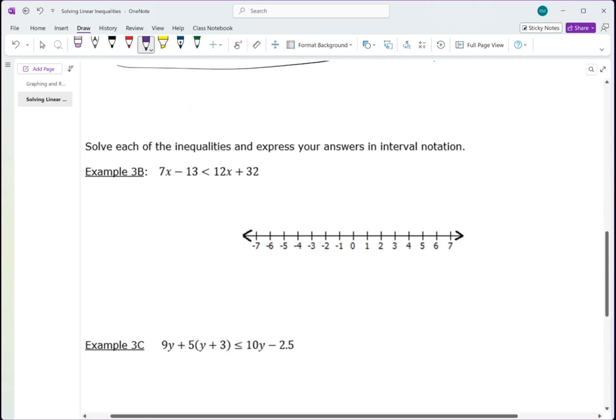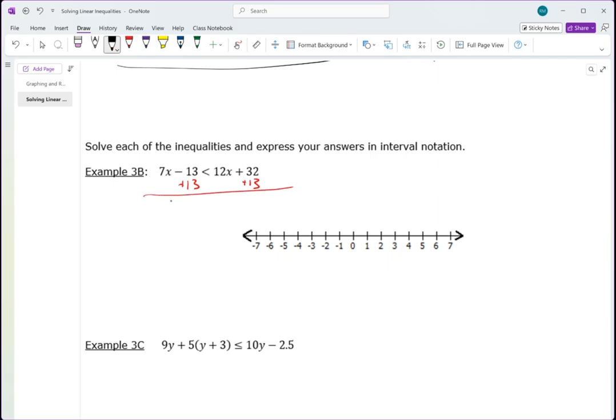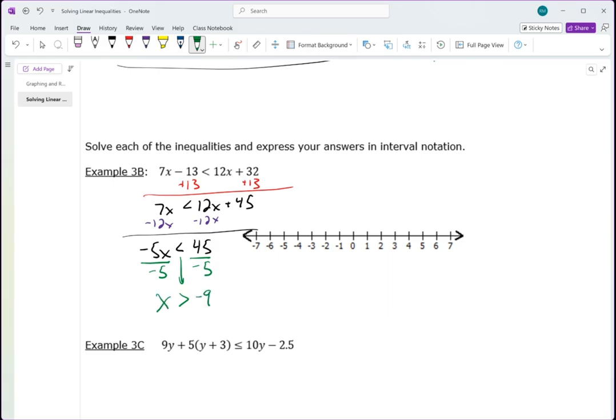So if I have this equation, there's a few things I could do first. I think I'm going to add 13 to both sides of the equation. And I'm going to end up, in the inequality, with 7x is less than 12x plus 45. Then I'm going to go ahead and subtract 12x from both sides. And that's going to leave me with negative 5x is less than 45. And if we remember our new rule, the fact that we're dividing by negative 5 here means that this sign is going to flip. And so we're going to have x is bigger than negative 9.